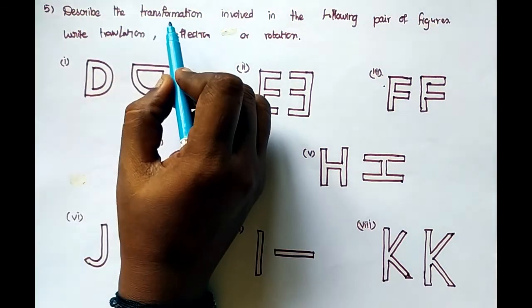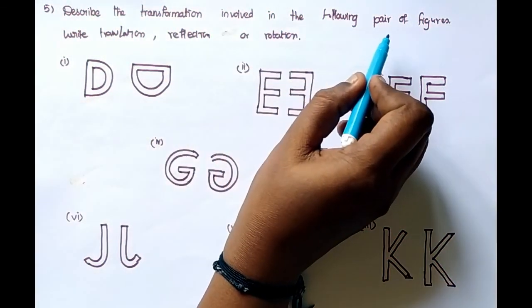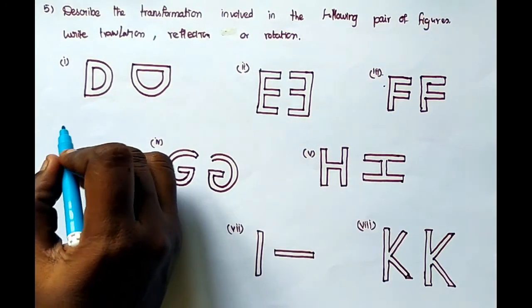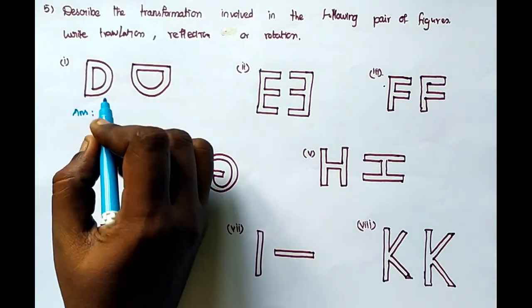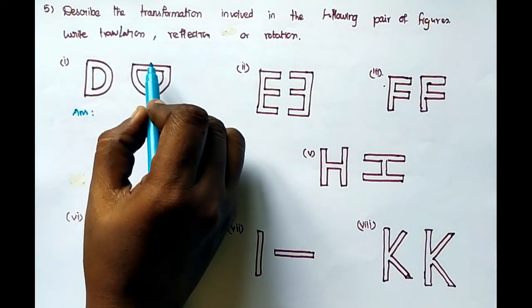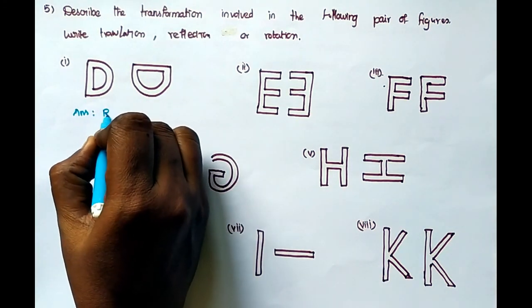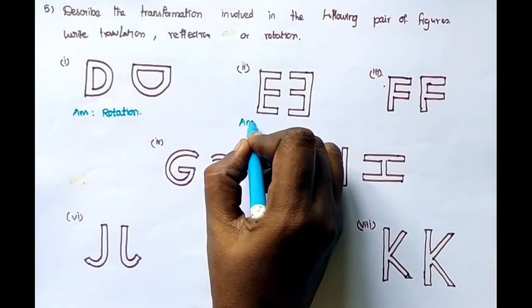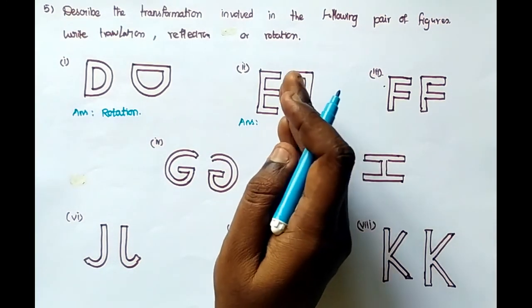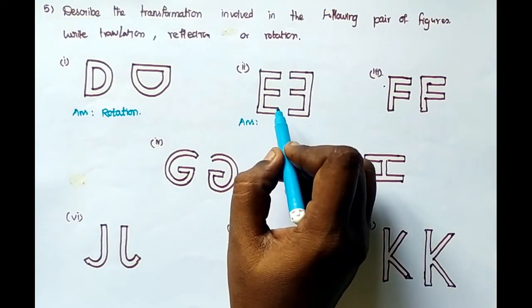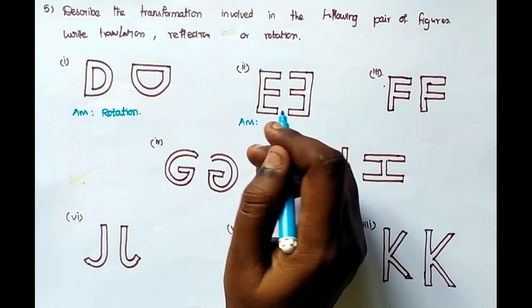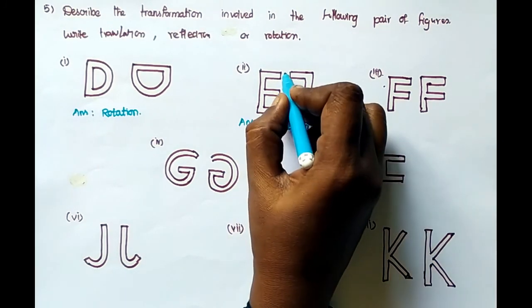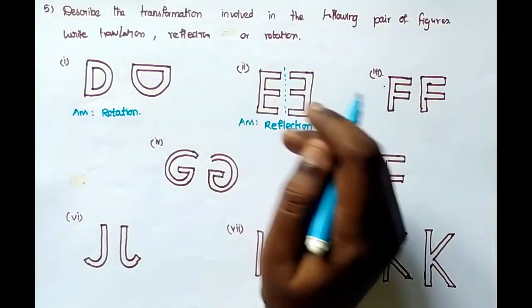Fifth one, describe the transformation involved in the following pair of figures. Write translation, reflection or rotation. Listen, first one answer. D is rotated like this. So it is rotation. And second one, listen, in front of the mirror is like that only. So that is reflection. The mirror means it is reflected.